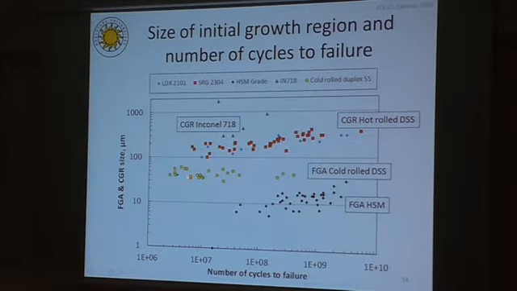Here we can see the size of the FGA and crystallographic growth region plotted against the number of cycles to failure for each failed specimen. Each data point corresponds to the size of the FGA and crystallographic growth region that was measured on the fracture surfaces of the failed specimens. What we can say is that the size of the fine granular area is much smaller compared to the size of the crystallographic growth region that was observed on the fracture surfaces.